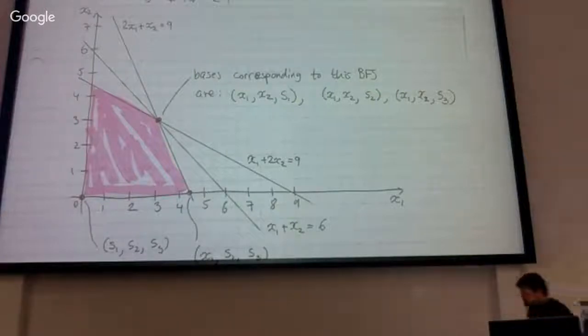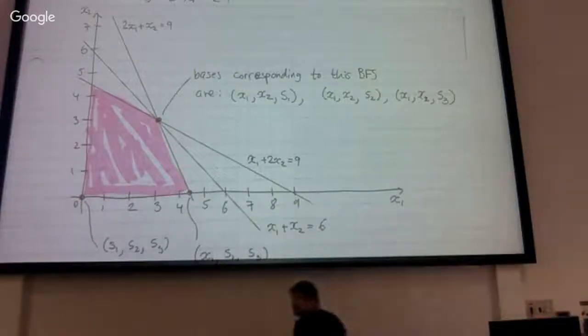Okay, a test question to see if at least one person understands what's going on. What is, in this point, the value of x1? 3. What is the value of x2? 3. What is the value of s1? 0. At least one person knows it. So this means that S1 is in the basis, and its value is 0.